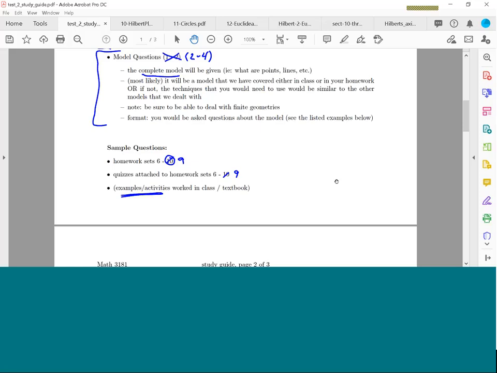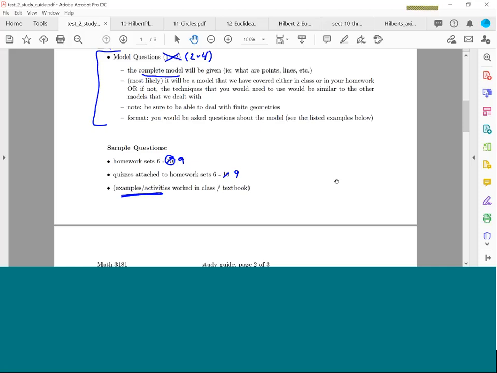And the key thing to look at there is very much, and this is most applicable to proofs, but somewhat applicable to the Hilbert constructions as well, the thinking process. How did I decide what to do at which step? How did I know when to use which step?